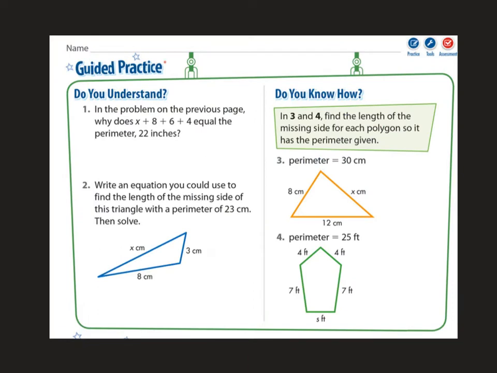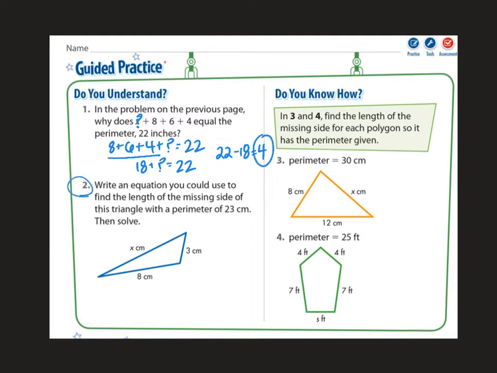So in the problem that we just solved on the previous page, why does x plus 8 plus 6 plus 4 equal the perimeter of 22 inches long? Well, we know that x was our missing side, and when we added all of the other sides that we knew, 8 plus 6 plus 4 plus the question mark had to equal 22. So when we added all of these up, we got 18 plus whatever number we were missing had to equal 22. So we could have subtracted 22 minus 18, which gave us 4.